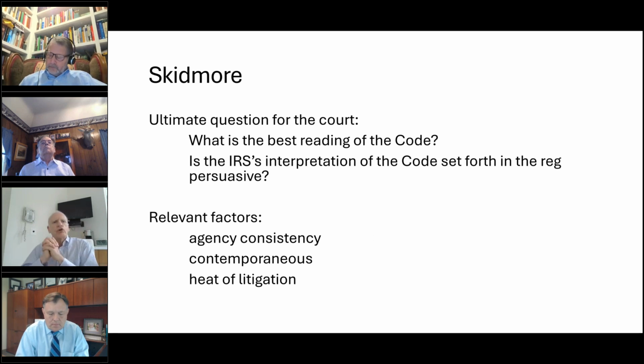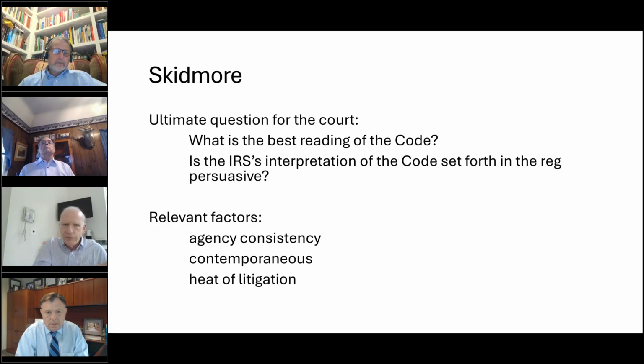Now, look at the bottom of the slide. In determining whether we think it's persuasive, we take into account some factors. And here we see the stuff I've been developing with you as we talked about Chevron. Agency consistency. If the agency has been inconsistent, they flip-flop. They had a position for some period of time. Now they've changed positions. That's going to cut against the agency. That's going to cut against Skidmore deference.